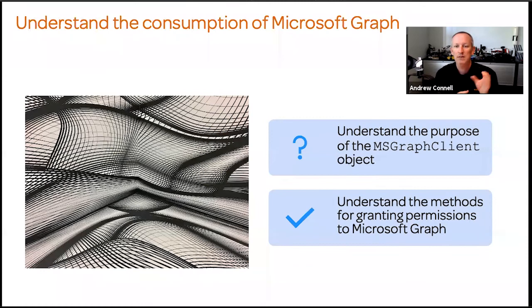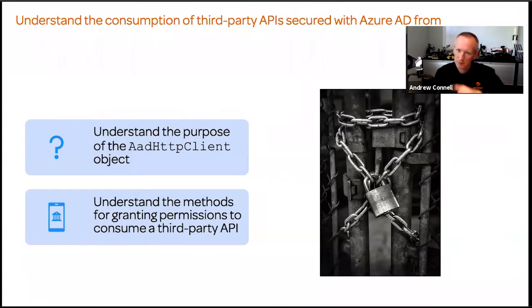You need to understand what Microsoft has done. And we're going to talk about this also on the next slide as well. But in my mind, you really should switch these two things around. So in fact, let's do that. Let's talk about this first, and then we're going to come back to the Graph slide. So you need to understand how to consume third-party APIs that are secured with Azure AD from the SharePoint Framework.